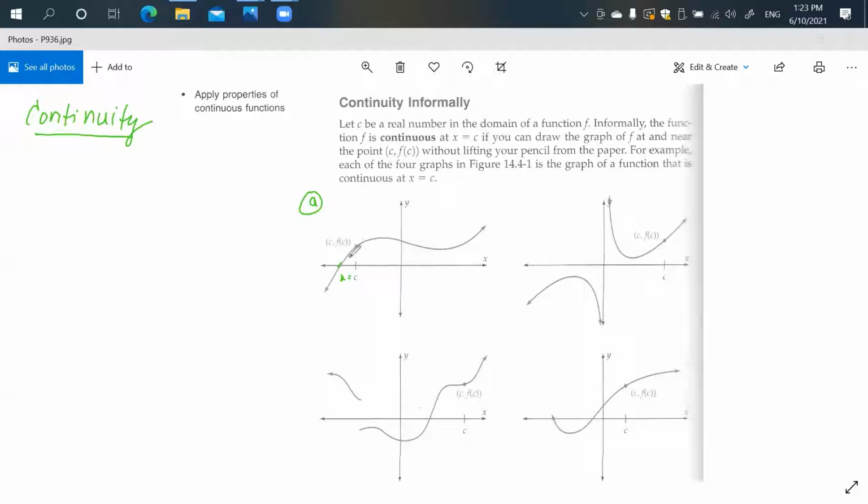So when you go from the left up to x equals c, for this function you don't need to lift up your pen or pencil, right? You can continue drawing smoothly. So in this case, we call it continuous. This one we say is the function f of x, when x equals c.